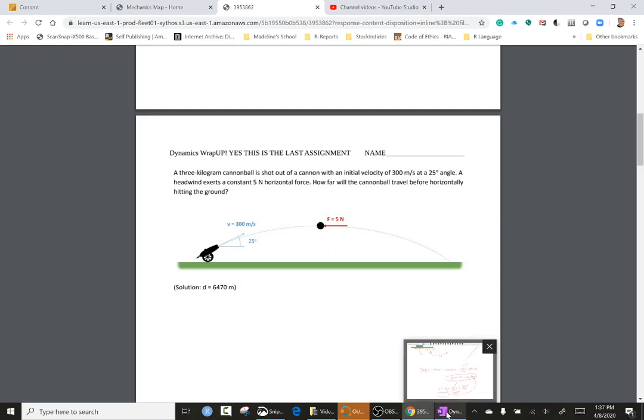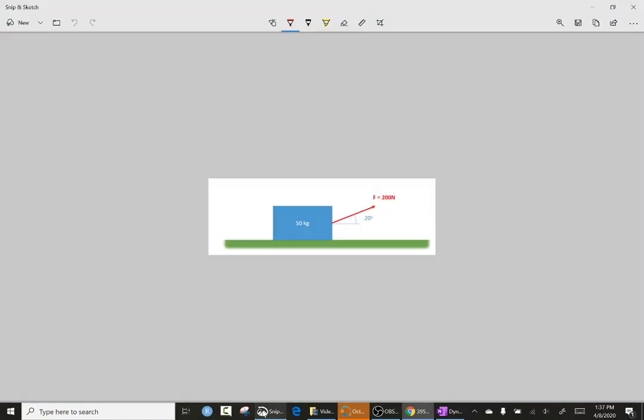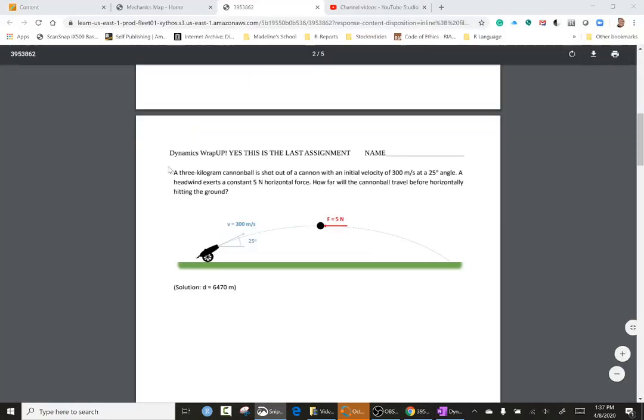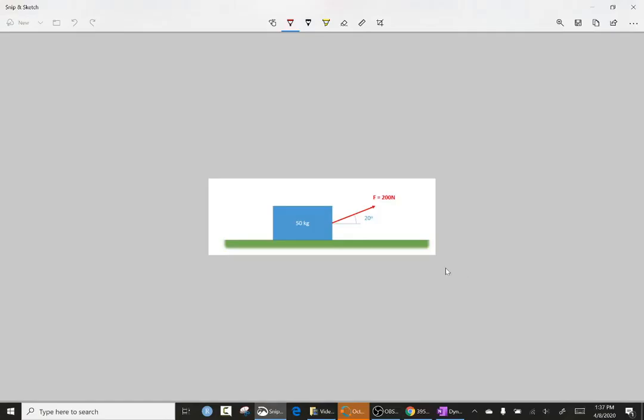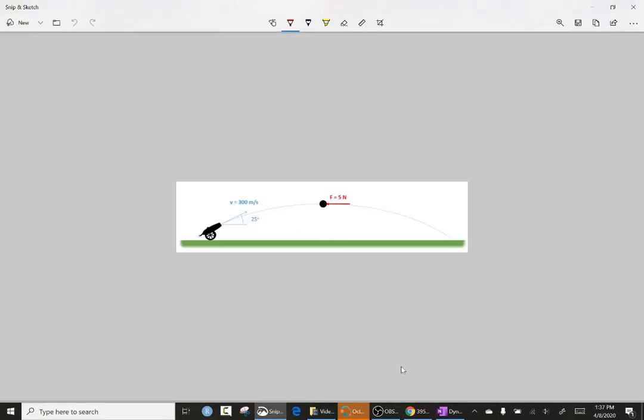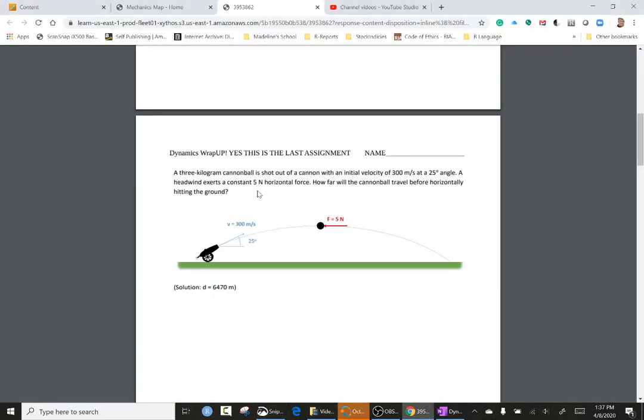Let me go ahead and get the picture first. Okay, most everything is in that picture. Let me go back and make sure if there's any more information. The 3 kilogram is shown here, 300 at 25. Okay, so everything is in that picture.